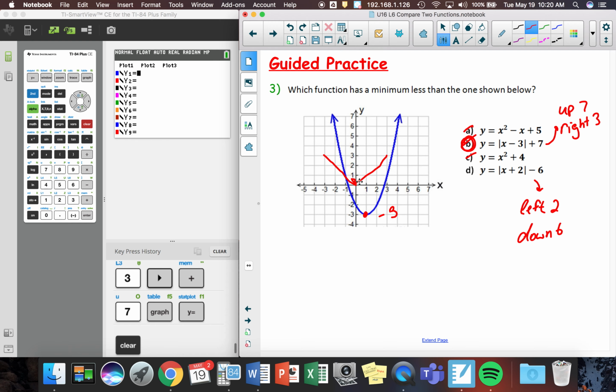Alright, now it's telling me that I'm going to go left 2, so right here. I'm going to go down 6, that's all the way down here. This one's clearly lower than that answer, so D is my answer choice. Okay? And again, you can check it on your calculator. I'm pretty confident with my transformation rules, so I know that this is right.